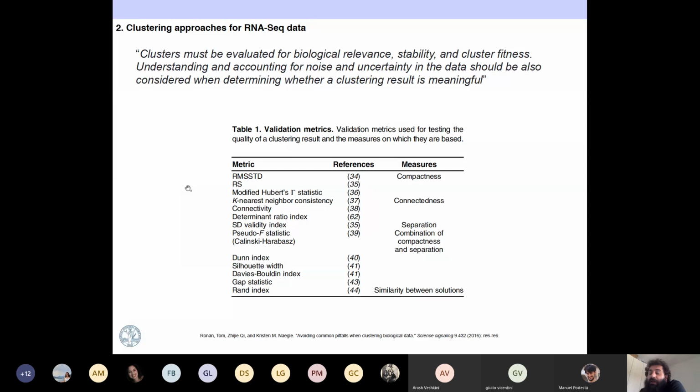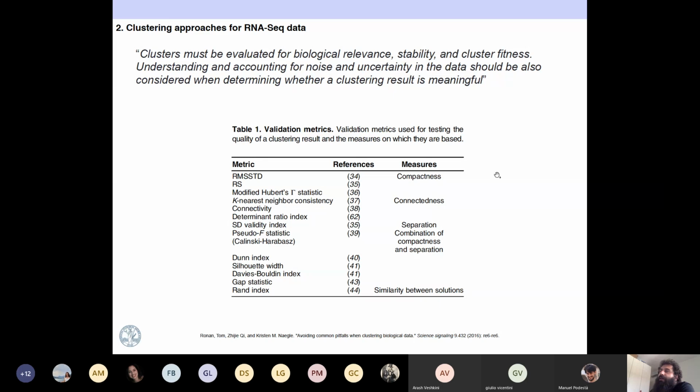Of course, once you have the clusters, when you do clustering, you can use different methodologies to evaluate how good the clusters are. So you can check for biological relevance, that is the most important one, of course, always. Then stability, so when you change the case, for example, how this clustering behaves. Cluster fitness, that can be a combination of different parameters. Accounting for noise and uncertainty is important in order to interpret these clustering results.